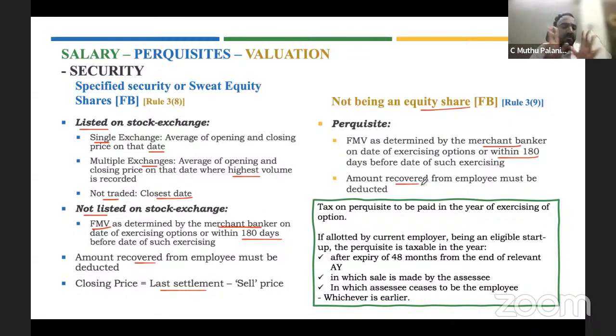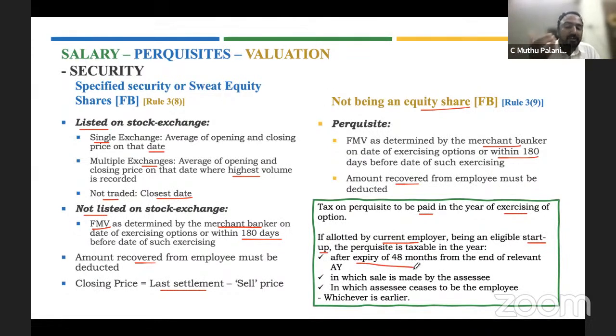So it's all straightforward. What about the taxability? There was a recent amendment a couple of years ago. They said that tax on perquisite is to be paid in the year of exercising of the option. But if it is allotted by the current employer being an eligible startup, then the perquisite is taxable in the year after expiry of 48 months.